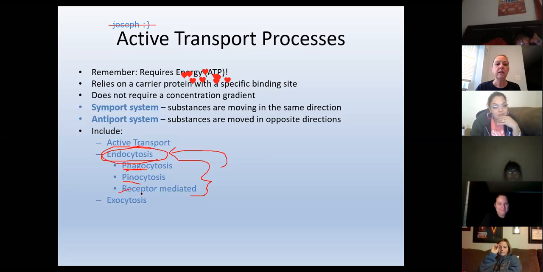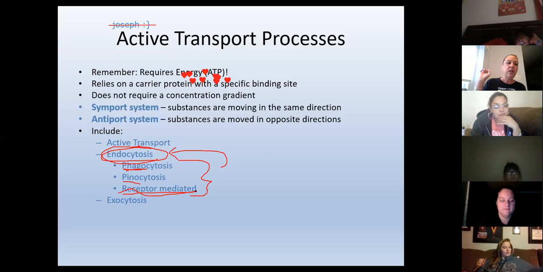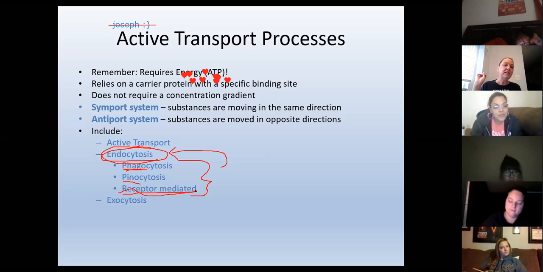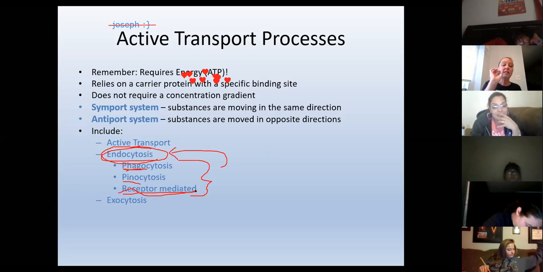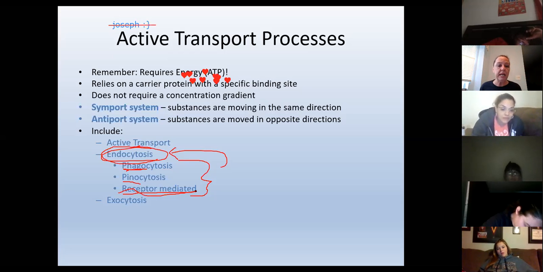Receptor mediated means that it has to have a key in order to get in. It can't just willy-nilly. This one, you've got to have the code. It's got to have the right tool to get in. It's got to have the receptor. Exocytosis is where I have eaten, I drank, I took in the receptor mediated, and now I got to go poop or I got to go pee. And I am now moving stuff out of me, the cell.